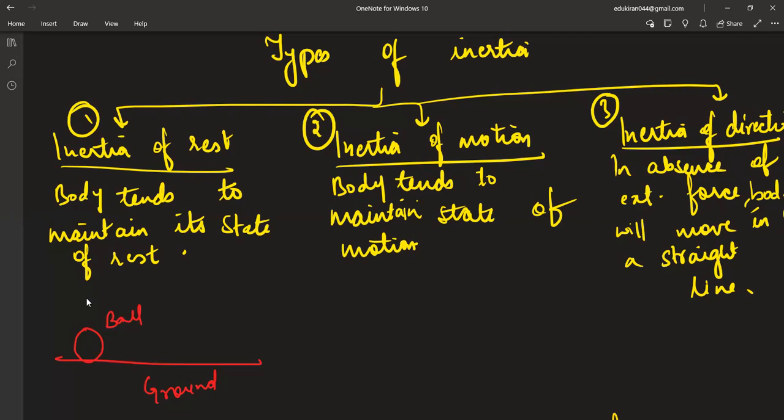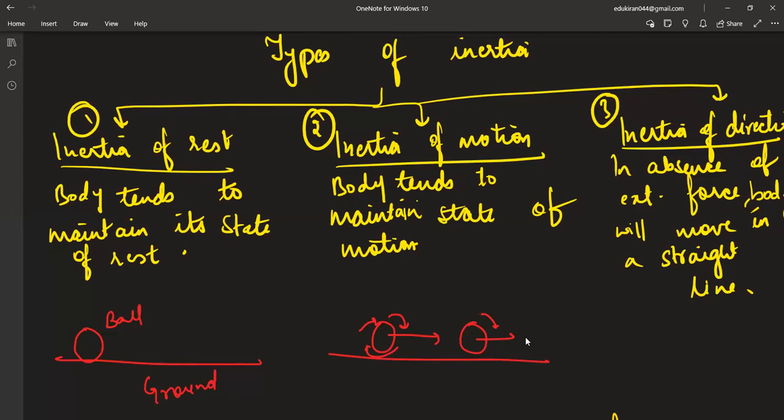And this is inertia of rest. And what Newton's first law says is that if you apply any force, it will change its state of rest. So it will become in motion or it will change its direction or something. Then second, inertia of motion, body tends to maintain state of motion. For example, if a ball is moving or rolling, it will keep on moving, unless and until you have stopped it or some other external force has stopped it.